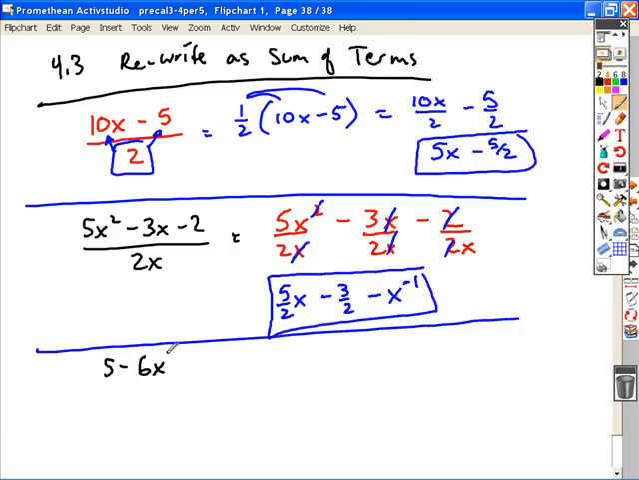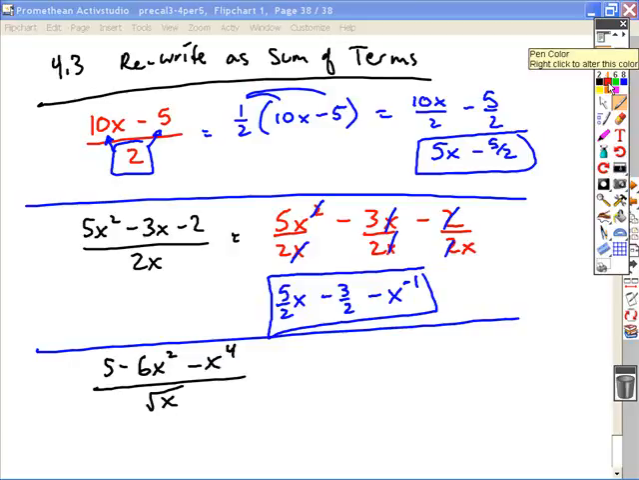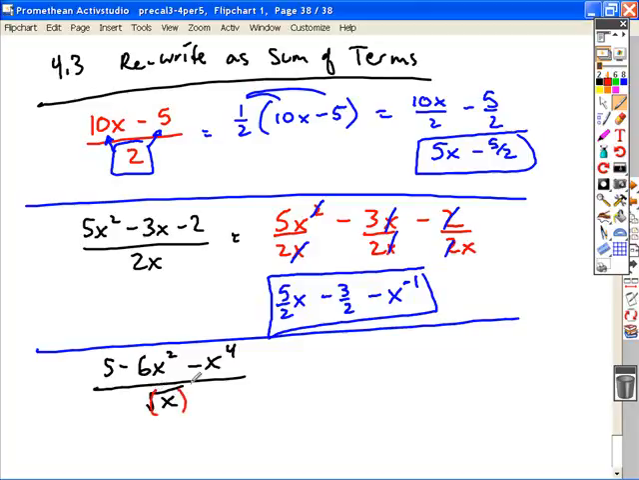Okay? And so the last type of example that I want you to take a look at would be something like this. If you have something that has a radical mixed in with it, in order to apply or distribute this denominator into each individual term, you probably want to think of it in terms of its rational power. So the square root of x is x to the what power? Square root is power of 1 over 2. Remember, 1 over whatever the index happens to be. And then you'll do the exact same thing. So 5 minus 6x squared minus x to the 4th. You're going to divide each individual term by the same denominator, x to the 1/2.